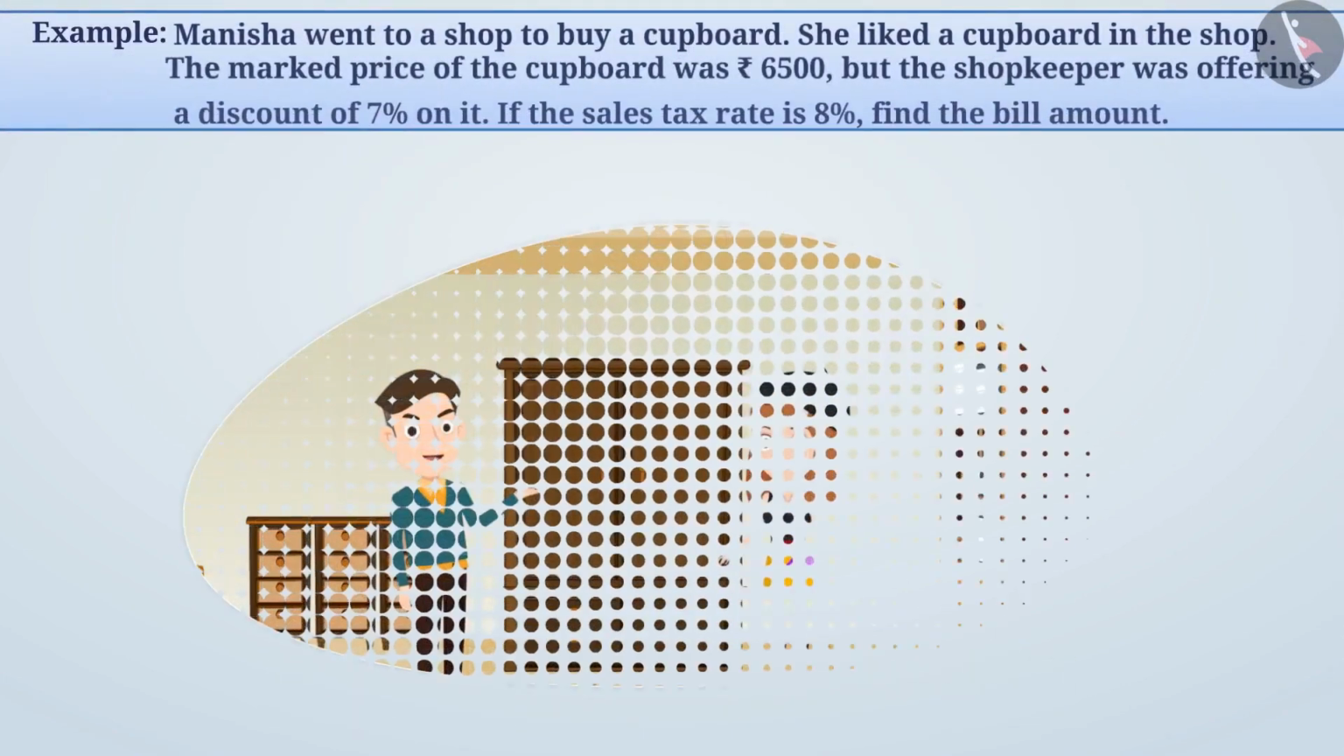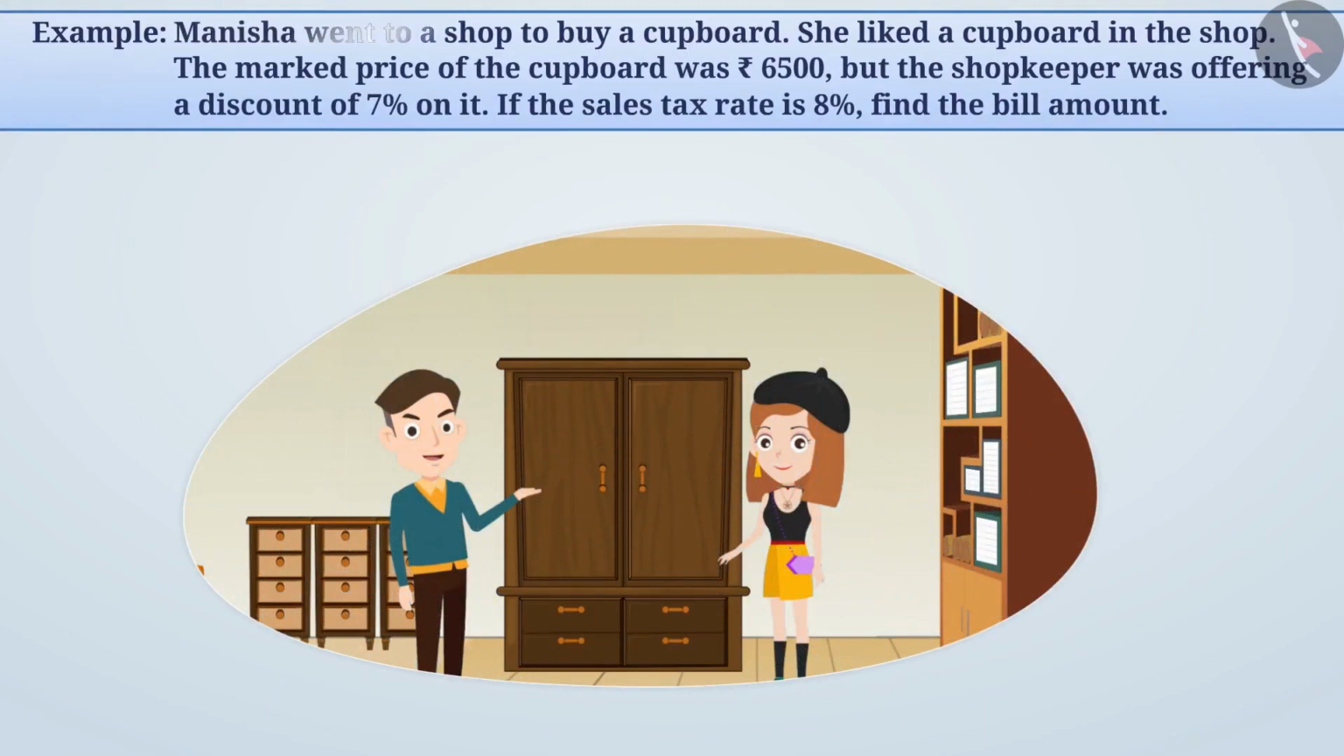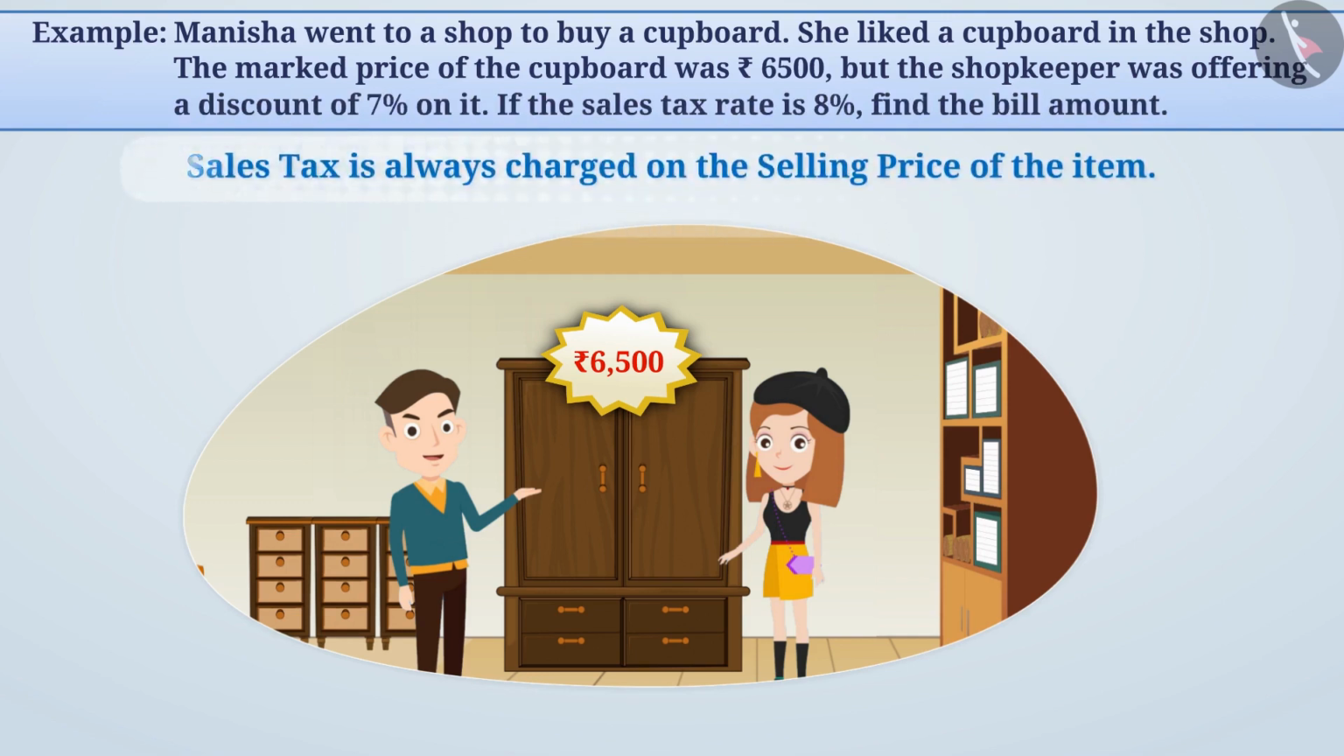Next example. Manisha went to a shop to buy a cupboard. She liked a cupboard in the shop. The marked price of the cupboard was 6,500 rupees. But the shopkeeper was offering a discount of 7% on it. If the sales tax rate is 8%, find the bill amount. Keep in mind that sales tax is always charged on the selling price of the item.